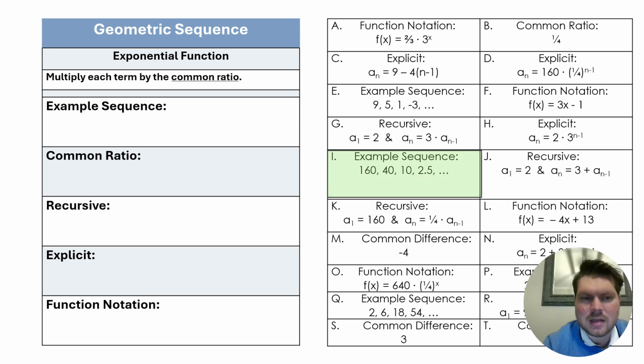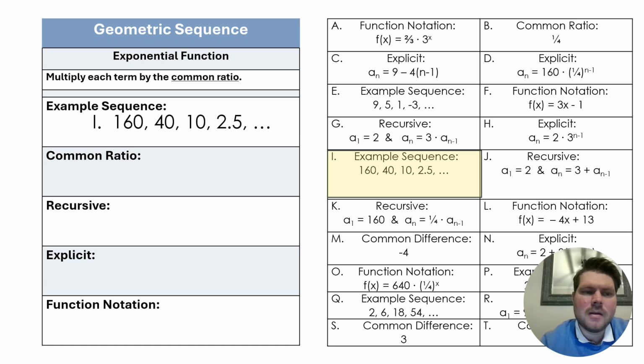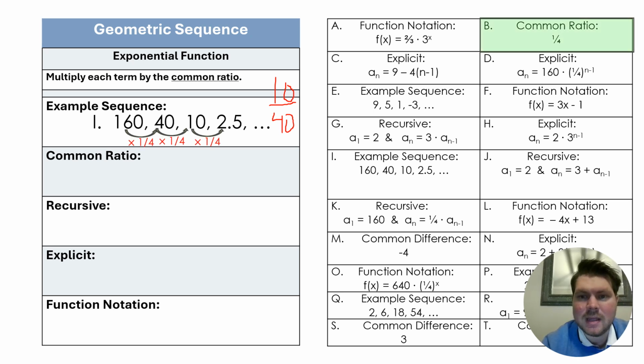That is exponential, so that is going to fit a geometric sequence. Now I want to find my common ratio. That is your multiplier. We know it's going down, so it's going to be a fraction. If I looked at these two, 10 over 40, you'll get that it's multiplying by 1/4. So that best fits D.